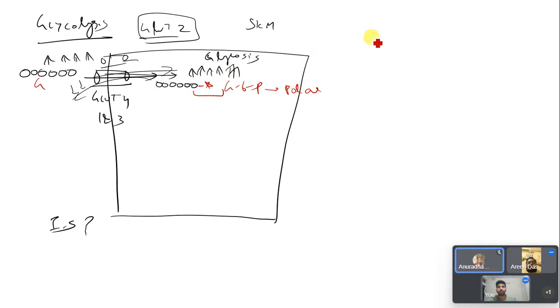Okay, now we have heard about glucose, and this is glucose 6-phosphate. So what is the enzyme involved here? Hexokinase. Any other enzyme? Glucokinase. So what is the difference between hexokinase and glucokinase?